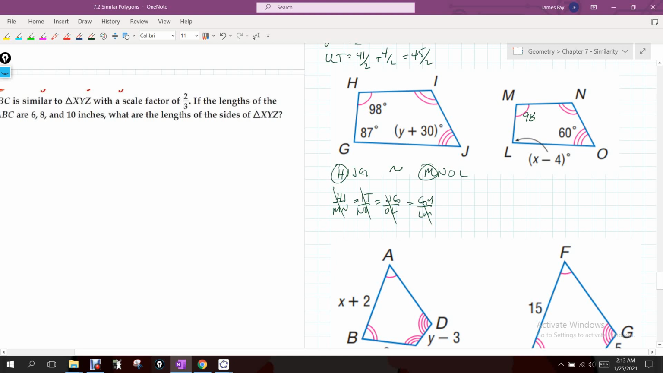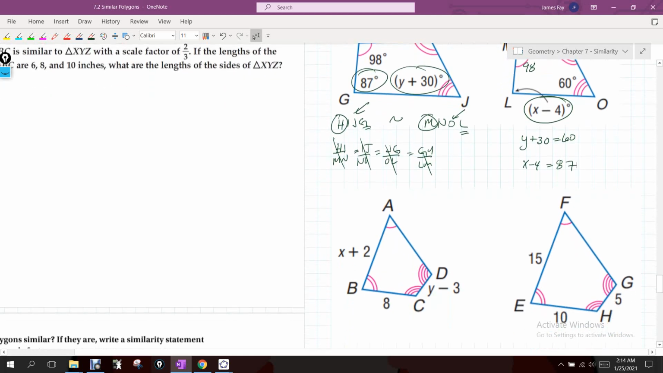So if they ask us to find Y, well, that's J, which is the third letter there, and O, third letter there. So Y plus 30 should equal 60. And likewise, this X minus 4 better equal 87, because L and G need to match up. Okay, so all that's getting at is if two shapes are similar, then their angles have to be congruent.